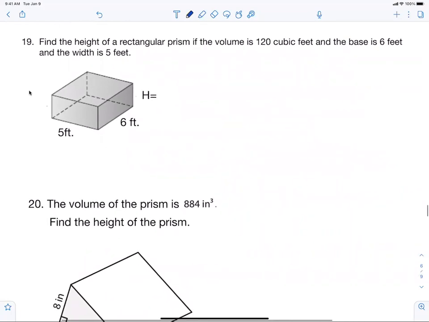All right, now on number 19, we're finally going to work backwards a little bit. So the volume of this rectangular prism is 120 cubic feet. So volume equals area of the base times the height. All right, now everybody's writing that down for me, because this is the thing I left off of the last test.